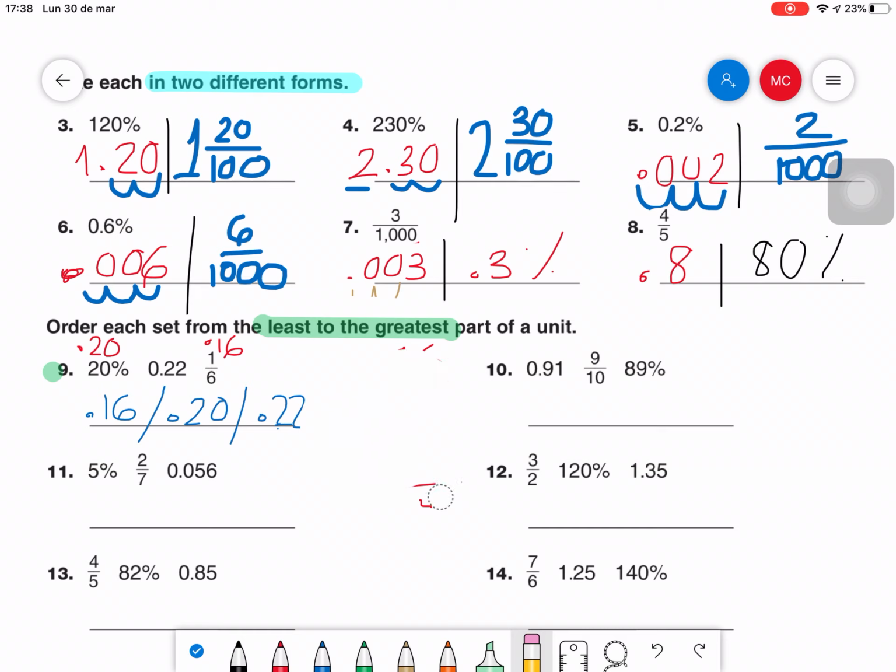Okay, next one. Number 10. I know this might be hard. Maybe what you can do is, okay, I just watch one. I'm going to pause the video. I'm going to do the exercise. If I have doubts, I come back and watch it again. And that's what you can do.